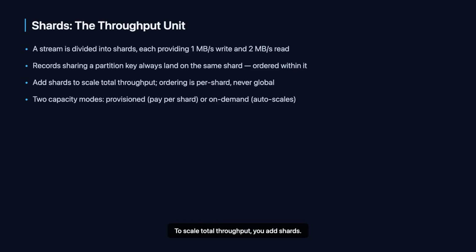To scale total throughput, you add shards, and you get 2 capacity modes: provisioned, where you pay per shard, or on demand, where Amazon Web Services scales the shards for you based on traffic. On demand exists precisely so you don't have to do capacity planning for a spiky workload.